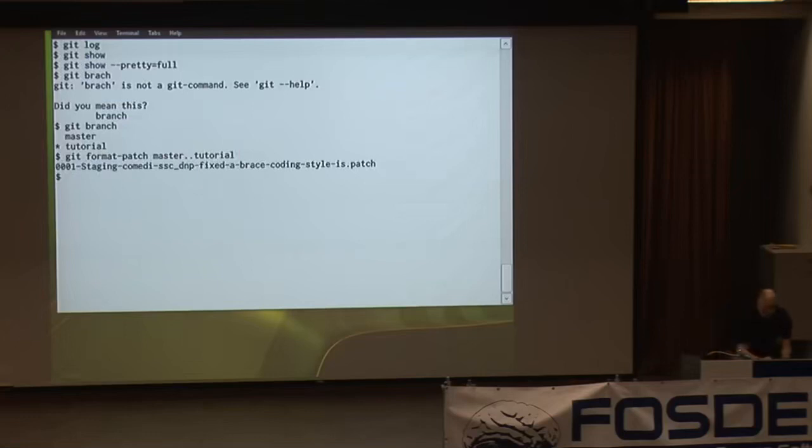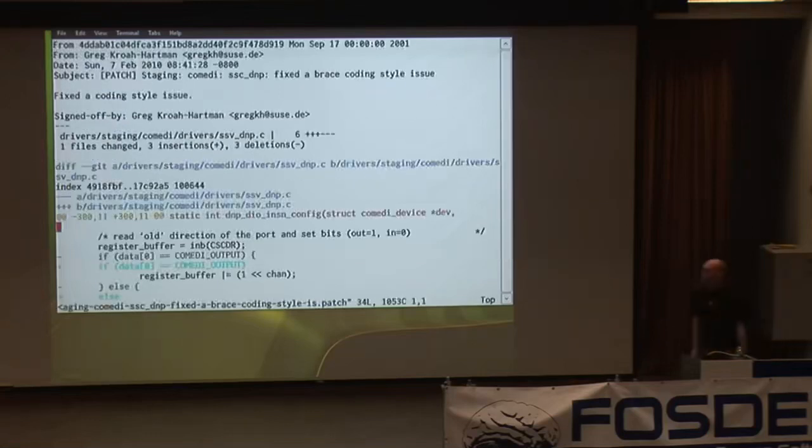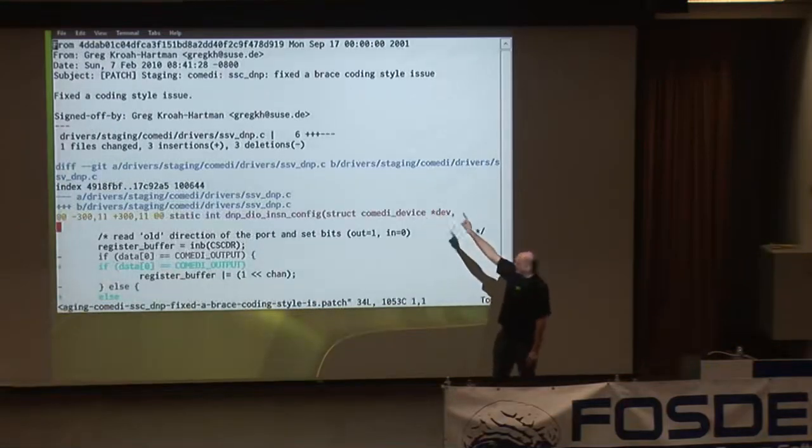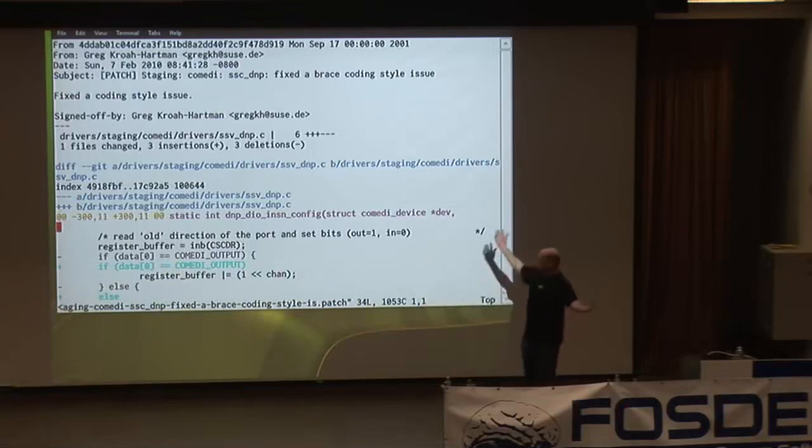It made one file. So if I look at this, it turned it into an email. Imagine that. This is good. It says who, when I wrote it, date, subject, fixed the coding style, signed off by, what was modified. Looks pretty. Looks nice. Perfect. This is great. Now you have a patch. Now what do you do with it?